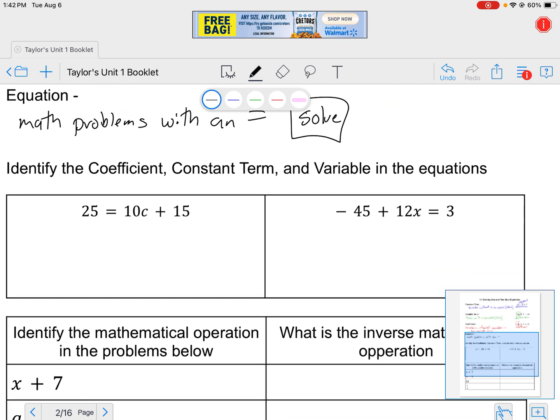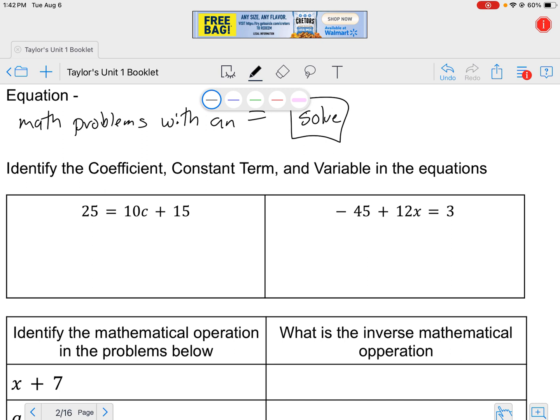So in this next little part right here, I want you, using our definitions from above, to identify the constant term, identify the variable, and I want you to identify the coefficient. And then I want you to check the completed class notes to see if you got it correct.